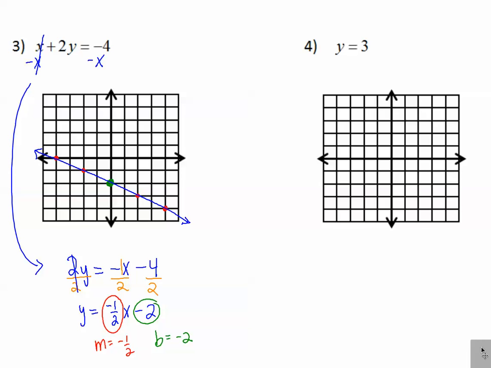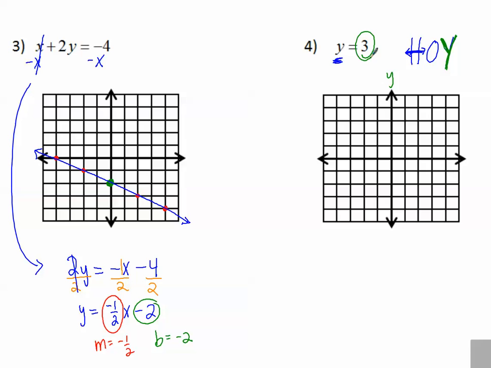Well, look at this one. Only a y. There's no x in this one. So when it's only a y, remember we can think hoi. It's a horizontal line, horizontal, and it goes through the y-axis.